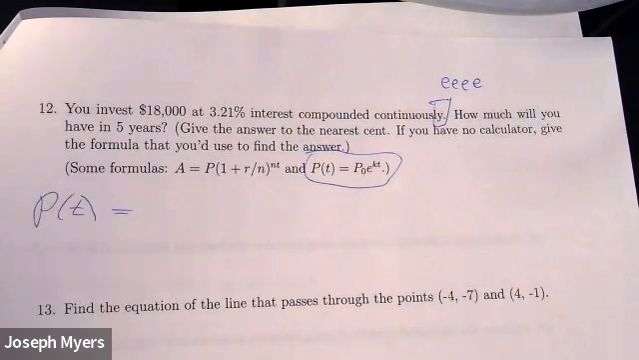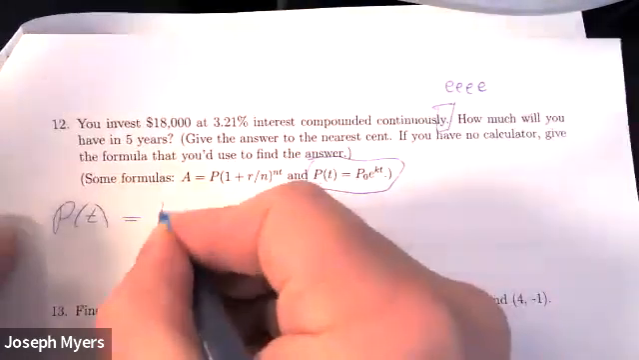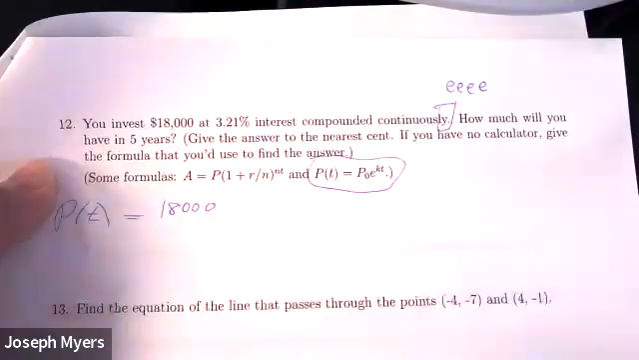So P0 is called P naught. That just means the principal amount. That's the money you had at the beginning. So the P naught is equal to $18,000. So fill in $18,000 for that.